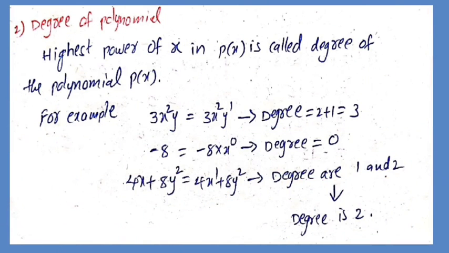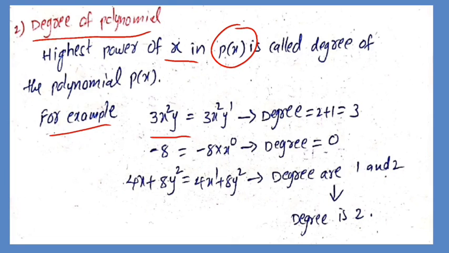Next topic is degree of a polynomial. The highest power of x in p of x is called the degree of the polynomial p of x. Here p of x means the polynomial name. Okay, so here I gave some examples. Observe carefully. First example is 3x square y, it is equal to 3x square. Here the power of y is 1. So how many terms are there here? Only one term. Okay, generally terms are separated with plus and minus, not with multiplication and division. So that is why it is only one term.